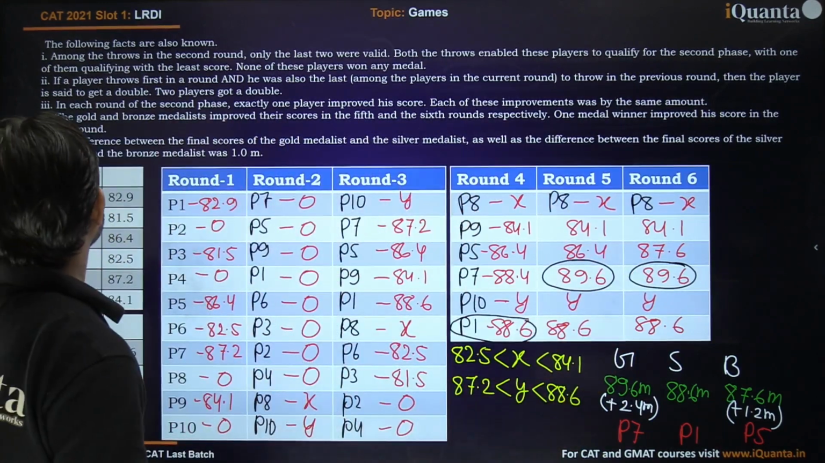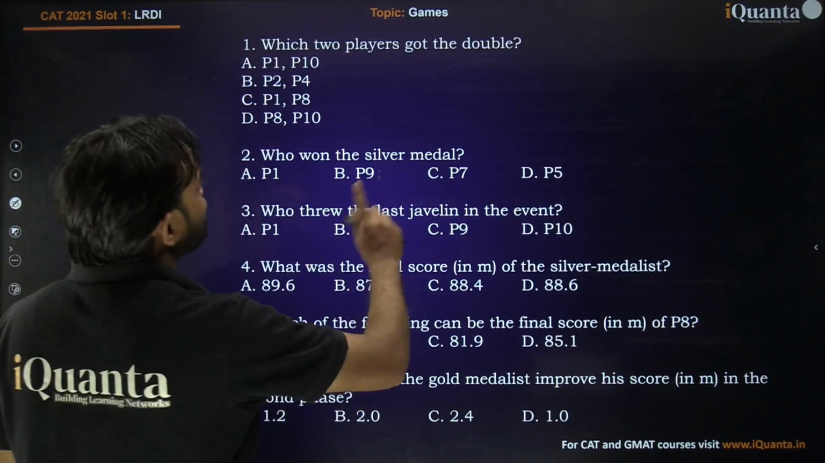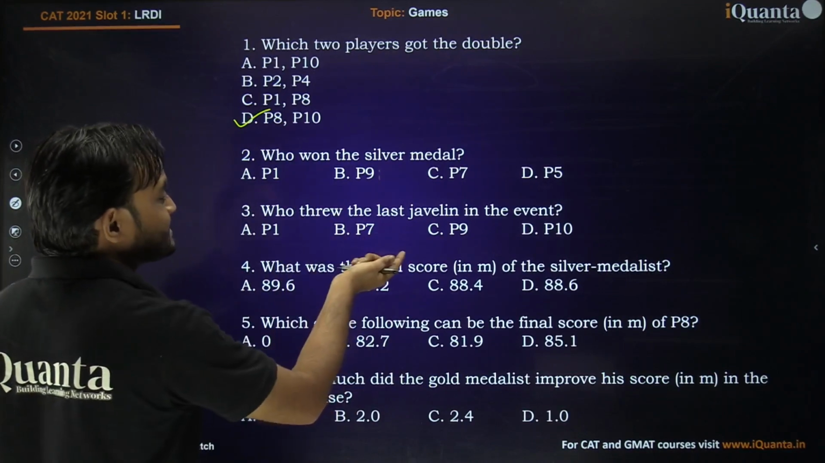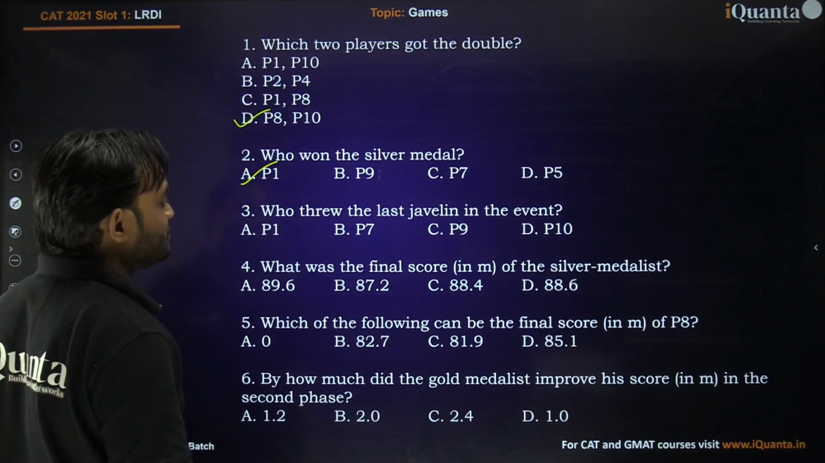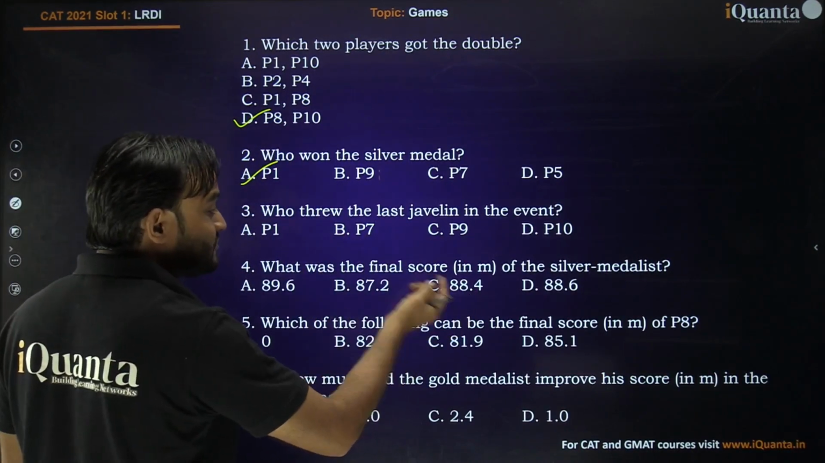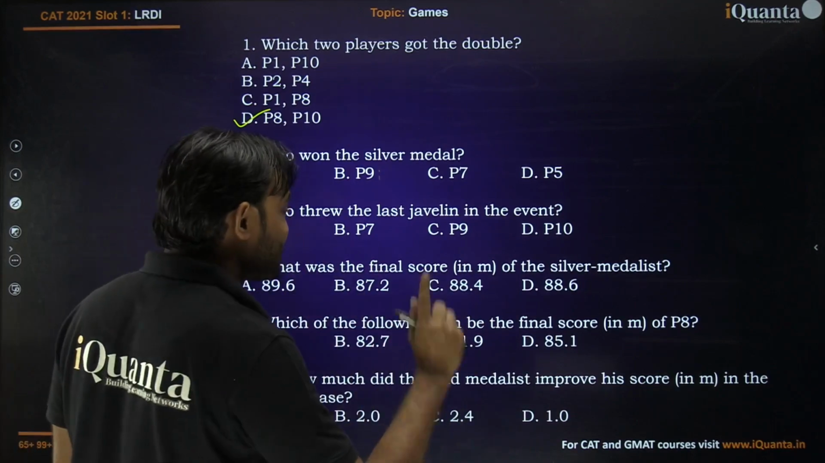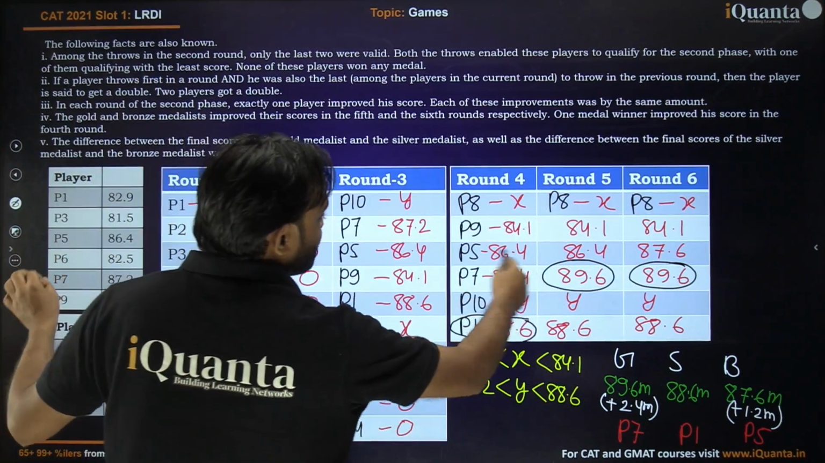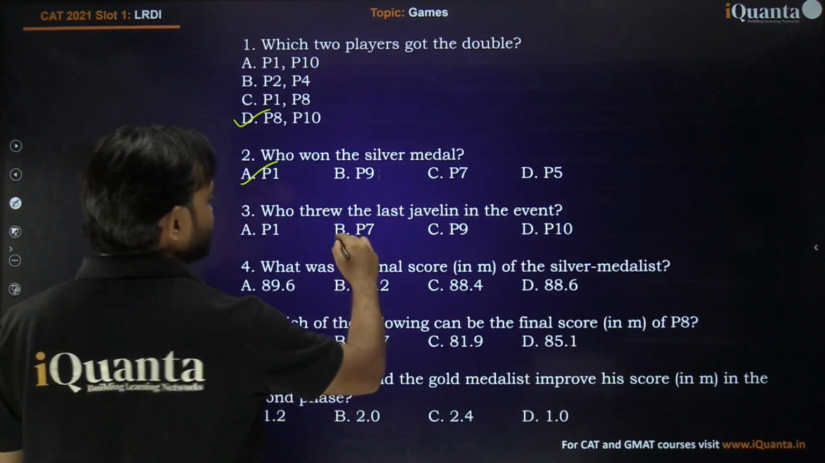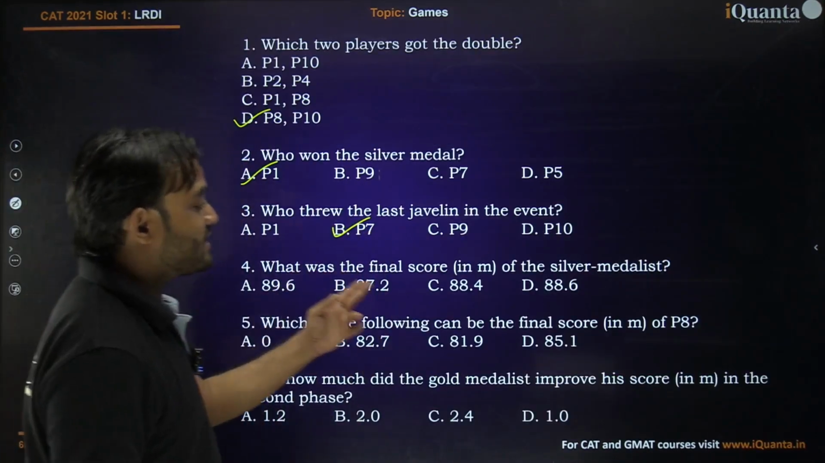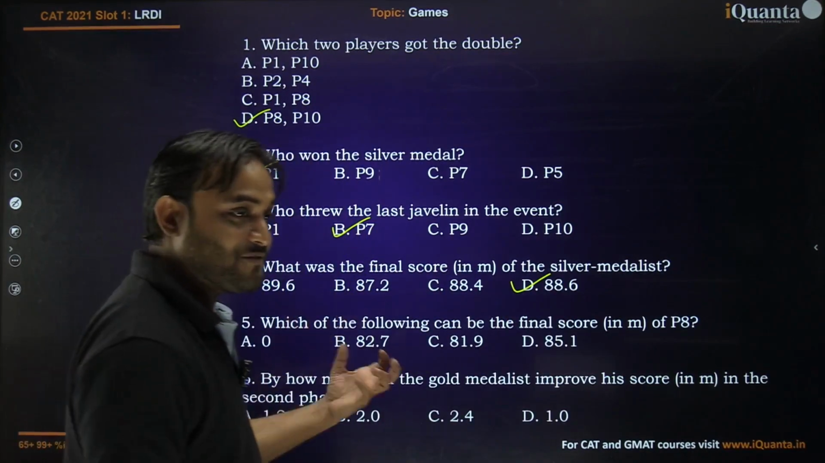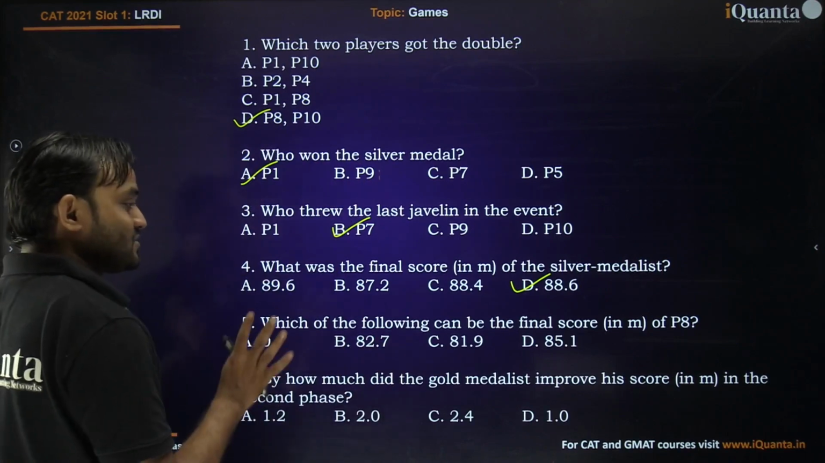Now let's solve this question. Which two players got the double? P8 and P10. Who won the silver medal? It's P1. Who threw the last javelin in the event? Round 6, last. Who was first after round 5? It was P7. So the answer is B. What was the final score of the silver medalist? It was 88.6, the most significant number in this whole set.